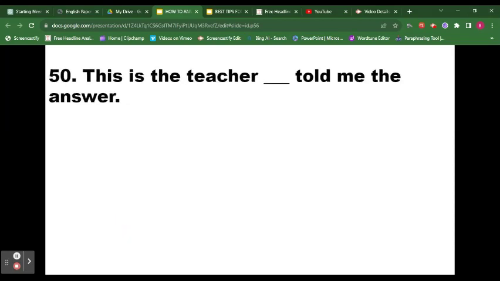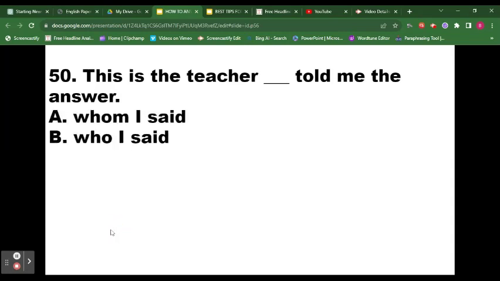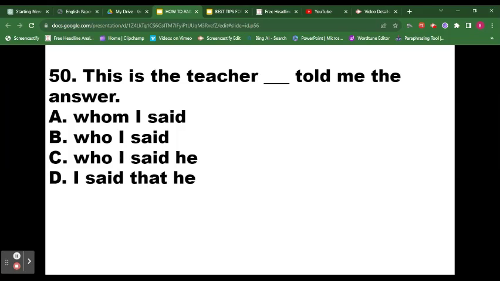These are reciprocal pronouns. Number 50, this is the teacher dash told me the answer. A, whom I said. B, who I said. C, who I said he. D, I said that he. The correct option is A, whom I said told me the answer.